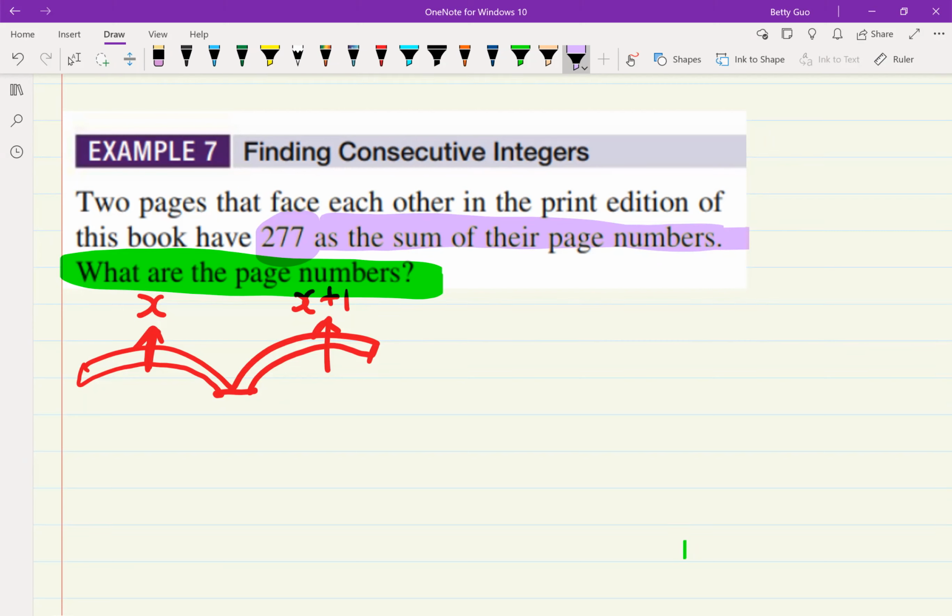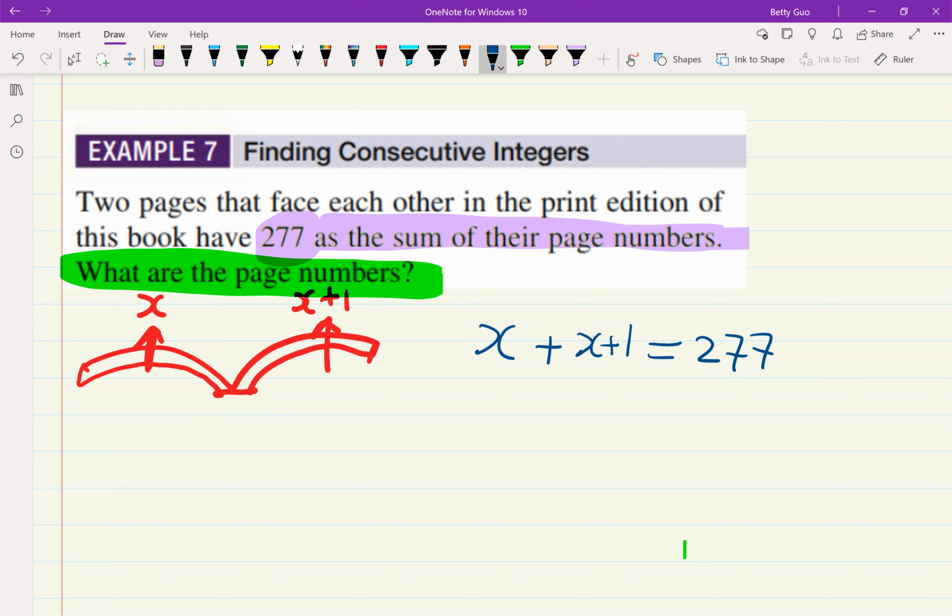All right, guys, do you have the equation? Please let me know. What is your equation? The sum of their page numbers is 277, right? Look at the sentence in purple. Equals 277 is sum, right? Sum of what and what? Sum of the two page numbers, x and x plus 1, they add up to 277, right? Okay, you guys solve the equation and tell me what is x.